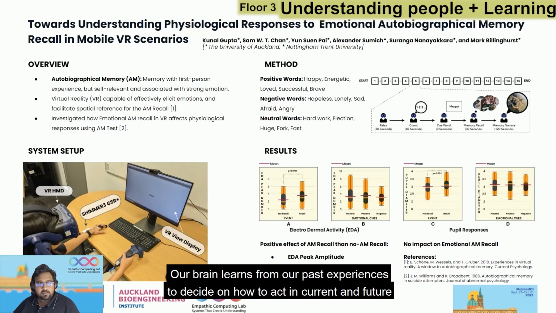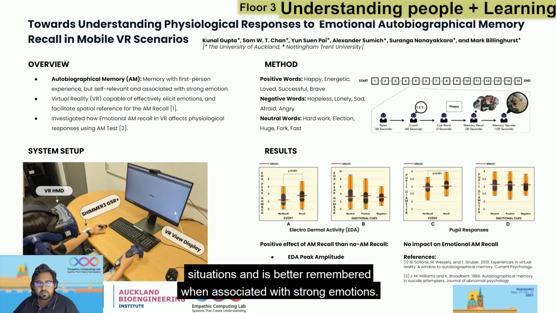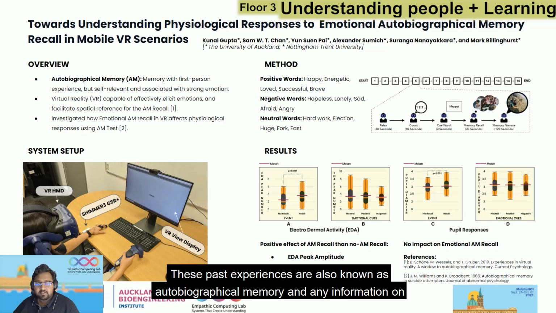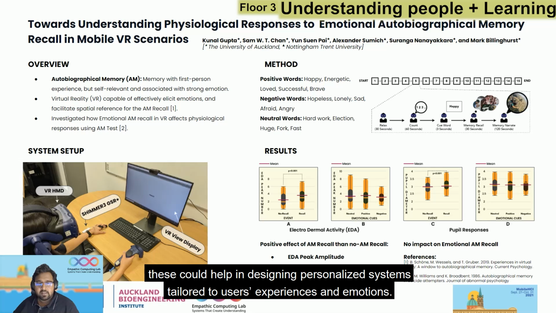Our brain learns from our past experiences to decide on how to act in current and future situations, and is better remembered when associated with strong emotions. These past experiences are also known as autobiographical memory, and any information on these could help in designing personalized systems tailored to users' experiences and emotions.